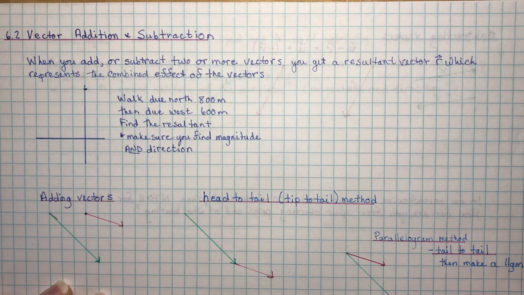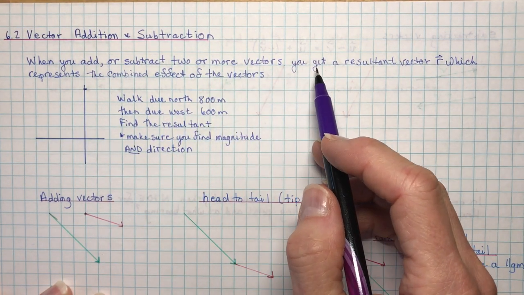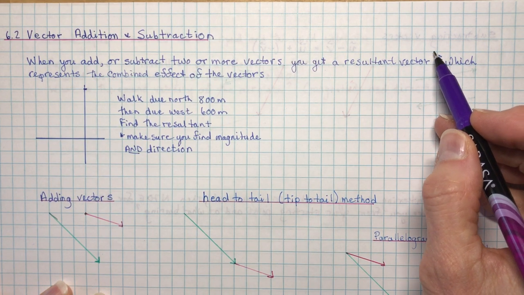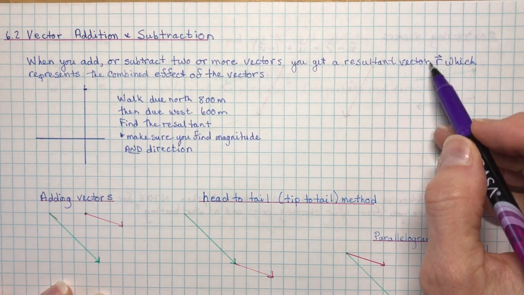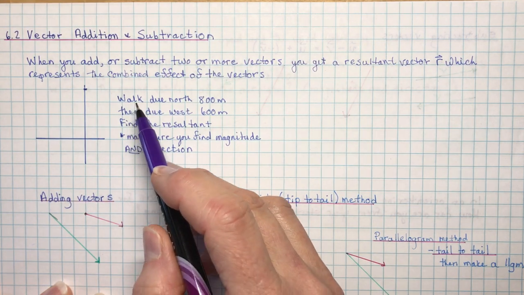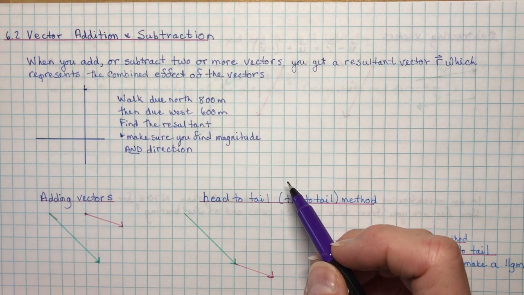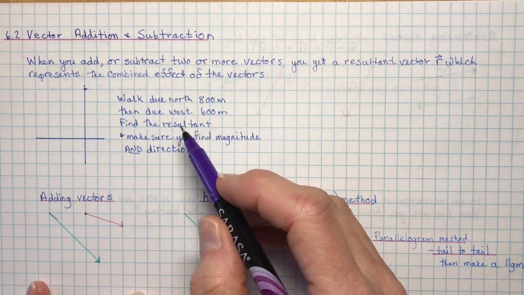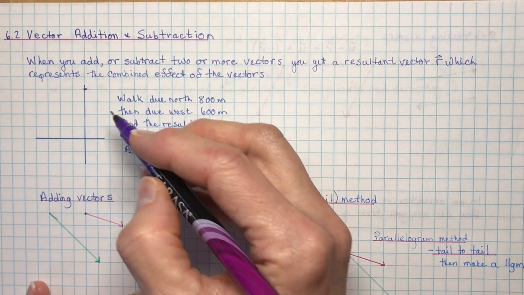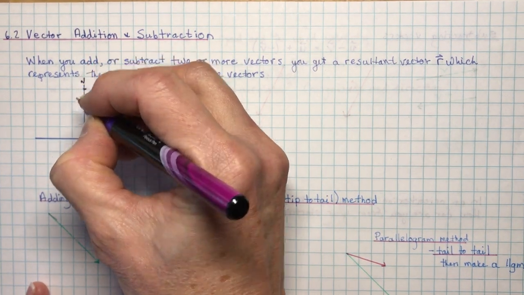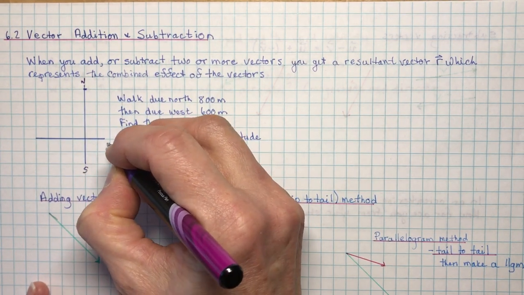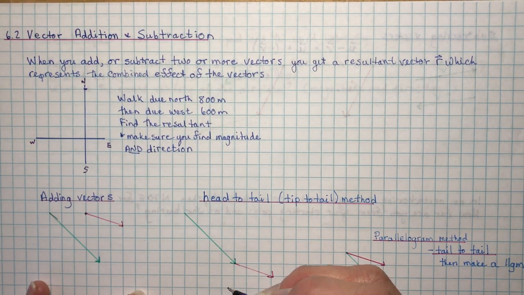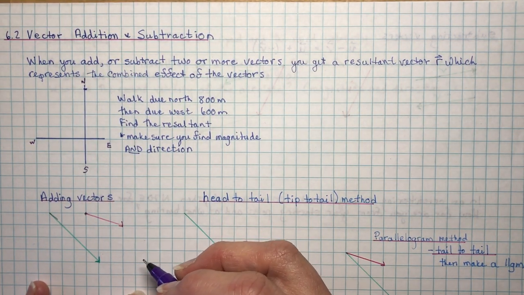So when you add or subtract two or more vectors, you get a resultant vector. And it looks like this. You write an R with a little arrow over it, which means vector, which represents the combined effect of the vectors. So let's say you walk due north for 800 meters. Due north means straight north, okay? So we're talking about north, south, east, west here. This isn't a coordinate plane. These are geometric vectors. So I walk due north for 800 meters.